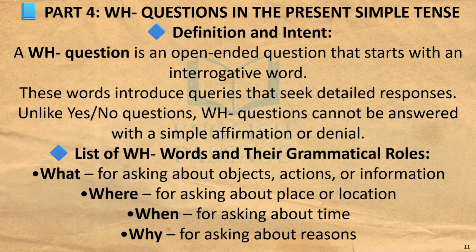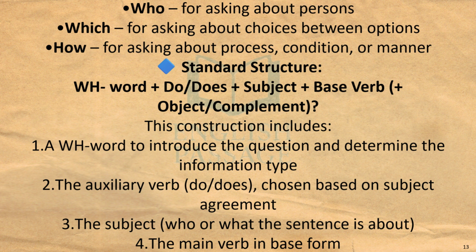List of WH words and their grammatical roles. What? For asking about objects, actions, or information. Where? For asking about place or location. When? For asking about time. Why? For asking about reasons. Who? For asking about persons. Which? For asking about choices between options. How? For asking about process, condition, or manner.